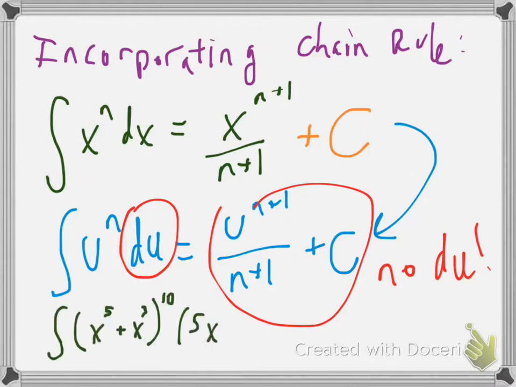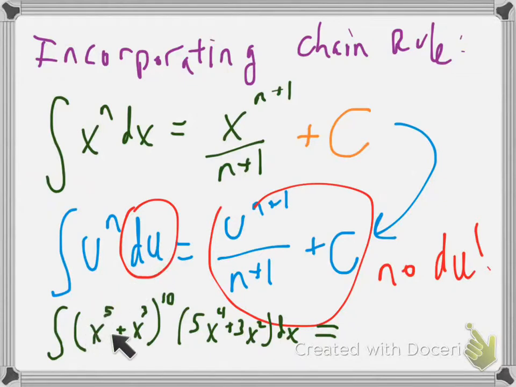So let's see what this would look like in practice. Let's say we have the indefinite integral of x to the 5th plus x cubed, to the 10th, times 5x to the 4th plus 3x squared dx. Now, this looks horrible. It's like, oh my god, there's all this different stuff right here. But actually, it's not that bad. Because you've got a formula being raised to a power. So this is like your u, and n is 10. And this horrible mess afterwards is our du.